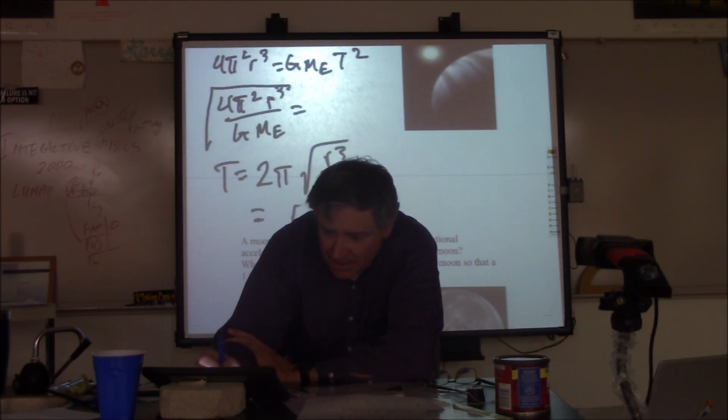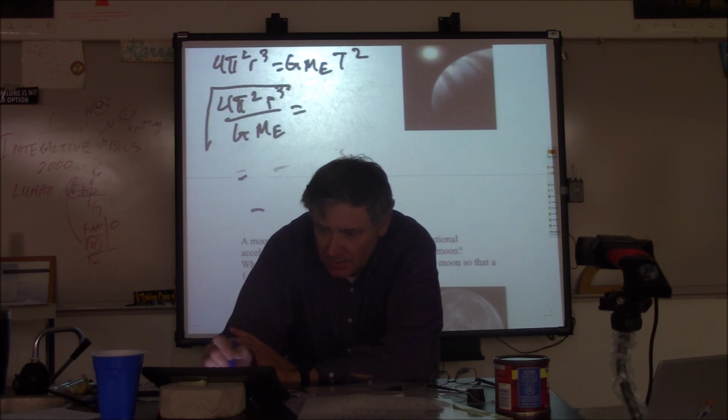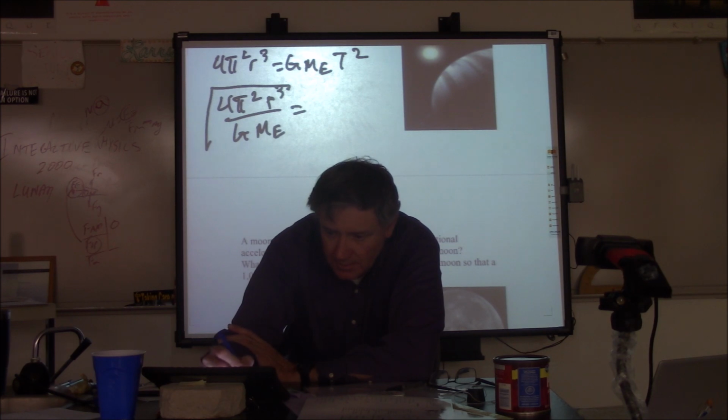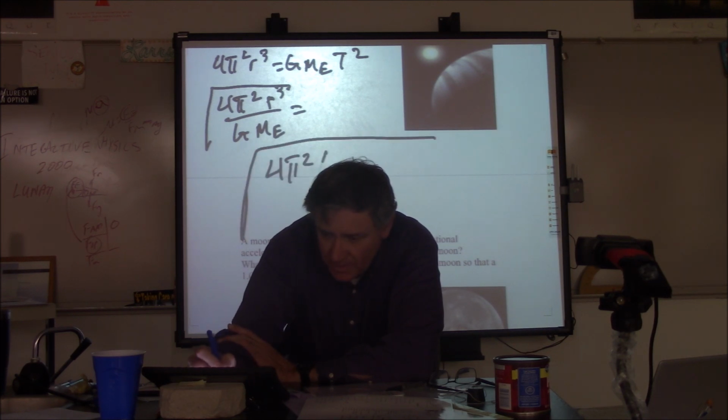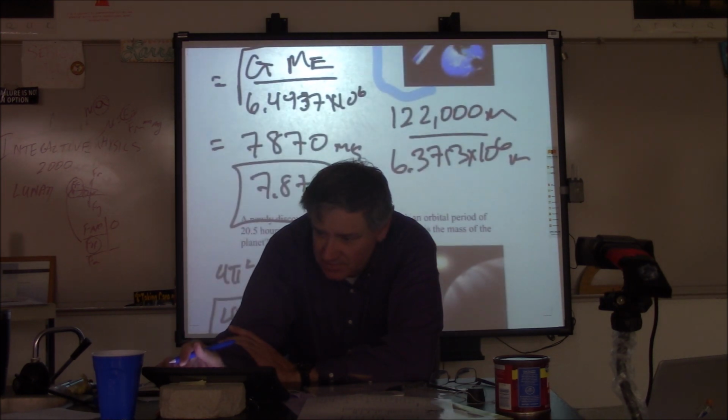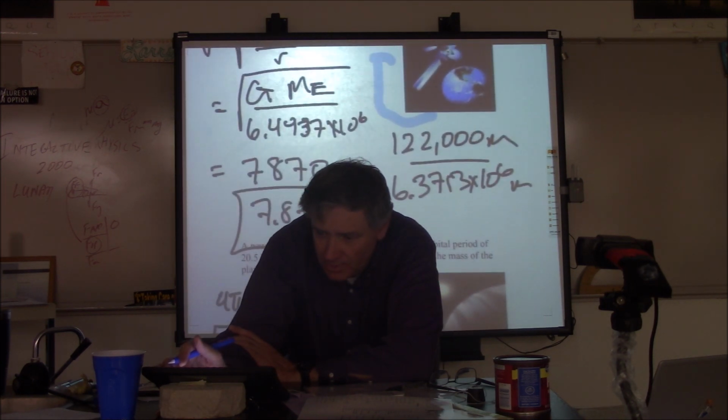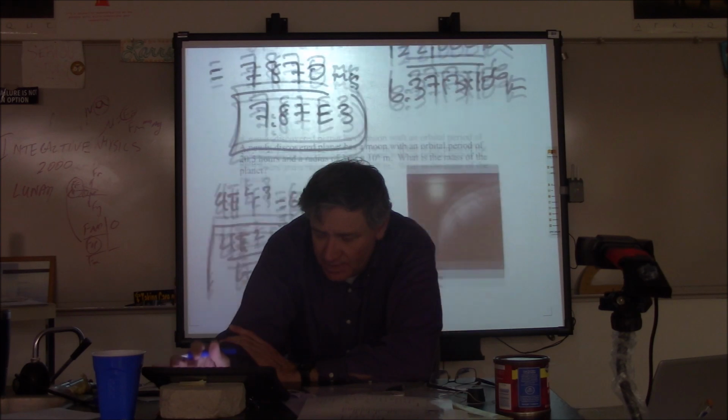Let me get rid of this so we have some more room. Somebody take the square root of 4 pi squared, and then that radius, what do we get when you add it all together? 6.4937?